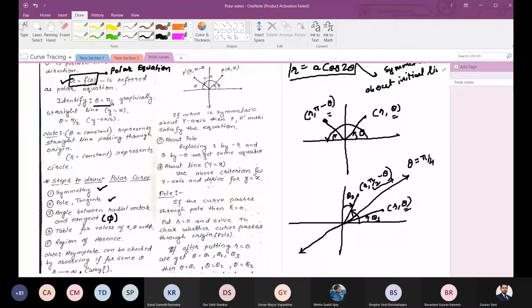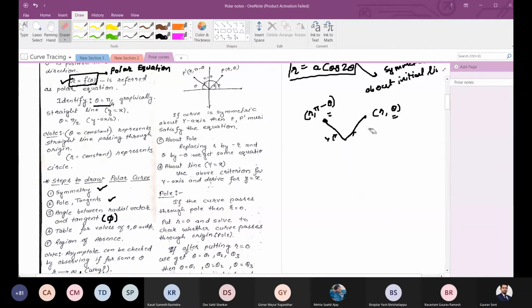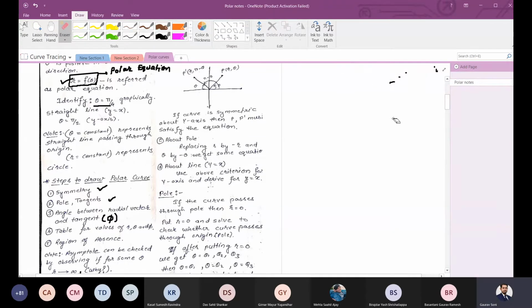Okay, so these are the symmetries. Again, there is a y equal to minus x line about which you can think of symmetry. And for us, this much is going to be enough. Let's go to the next point.